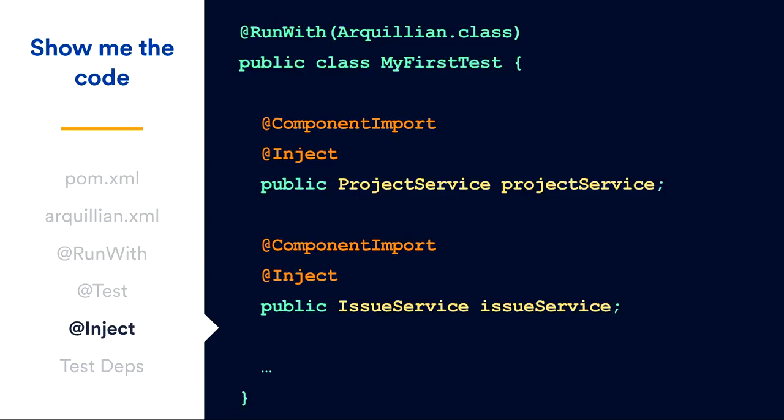Also, you can inject into method parameters as well. So if you only need a service or a component for a specific test method, you can inject it just into that method. I've not got an example of that.